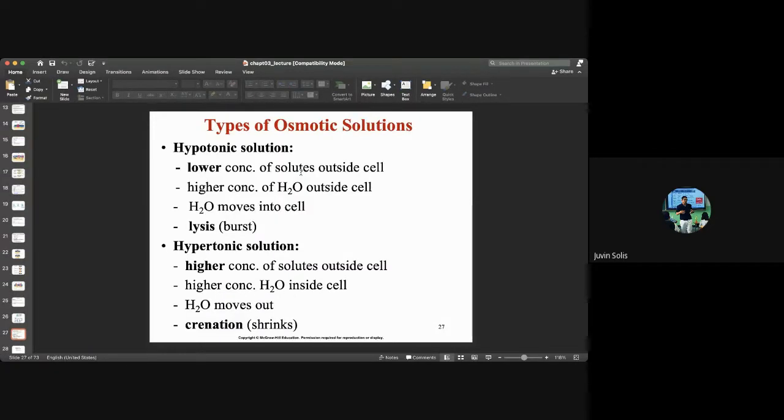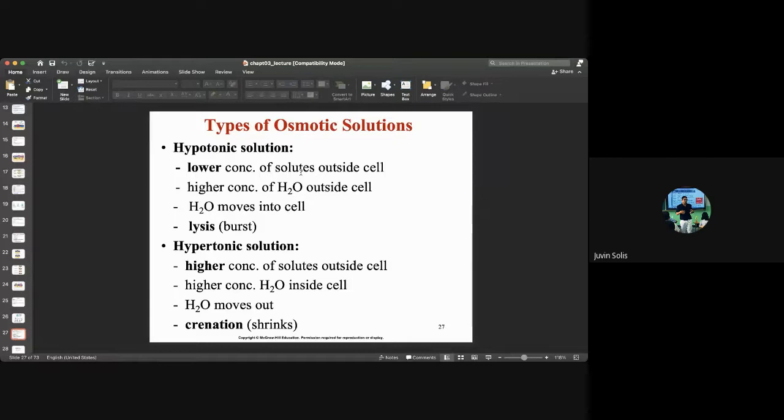And we have the types of osmotic solution. Okay, so this one, you need to learn as early as today, because you will use this in your higher years, especially if you are on duty. Like you will be giving intravenous fluid to your patient, and you should identify if that fluid is hypotonic, hypertonic, or isotonic. So let's learn the difference among these three.